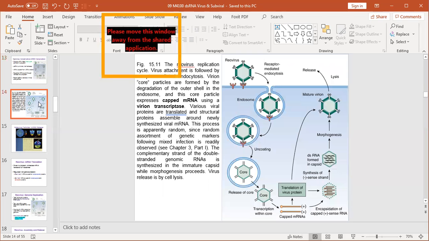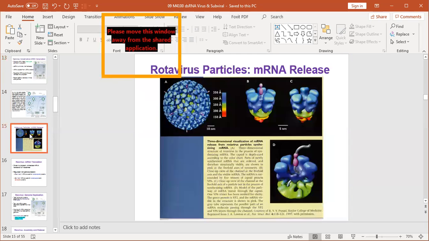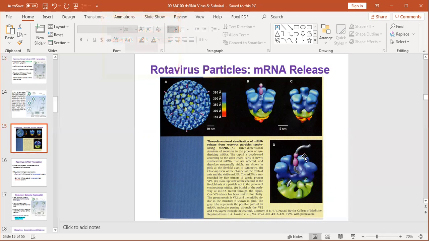Slide number 14 is just basically a depiction of what we just discussed. Slide number 15 is a three-dimensional visualization of where the mRNA in purple is being released from the rotavirus particles. So mRNA is being produced and then it will be released.